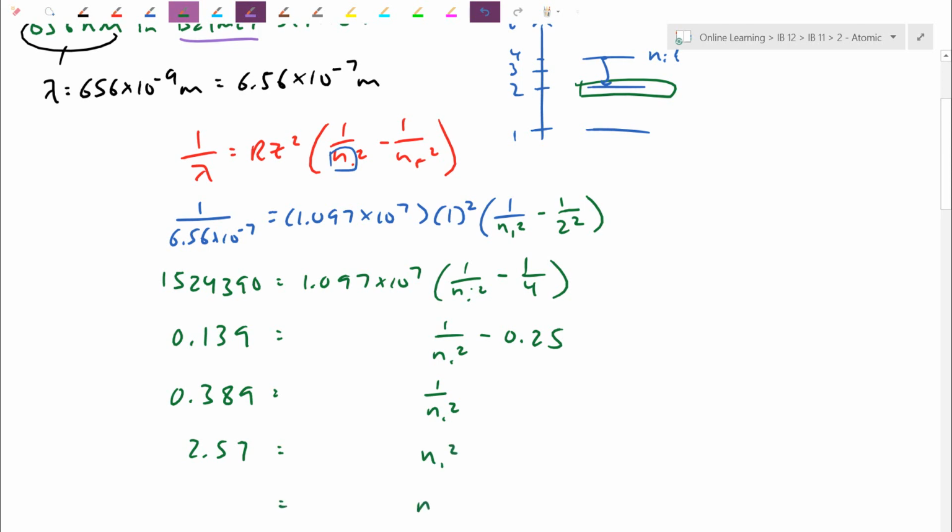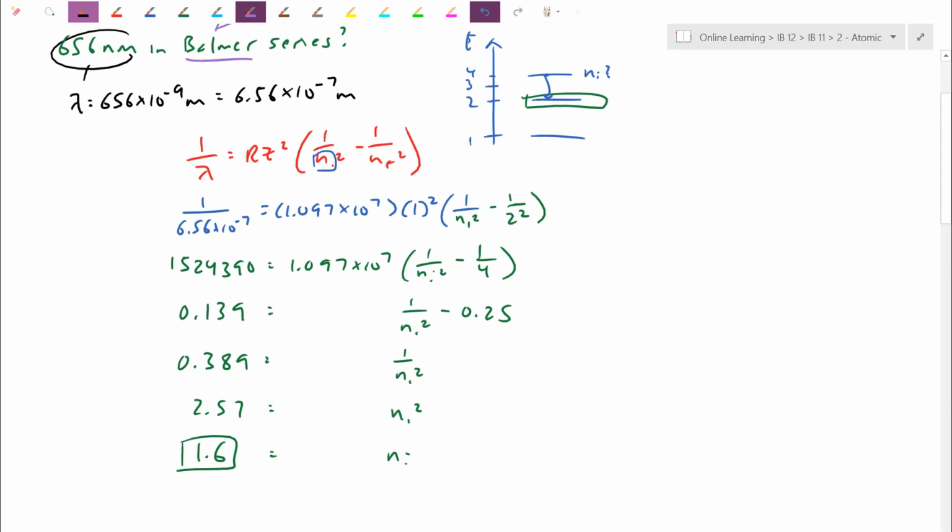Now I'm super close to ni squared. Once I take the square root here, it's telling me ni is 1.6. Couple problems with that, right? First thing is, if you remember, ni is a measure of your starting shell. Where does your electron begin? Remember, your electron shells are quantized. They come in like a staircase, in set floors. They can't come in 1.6.